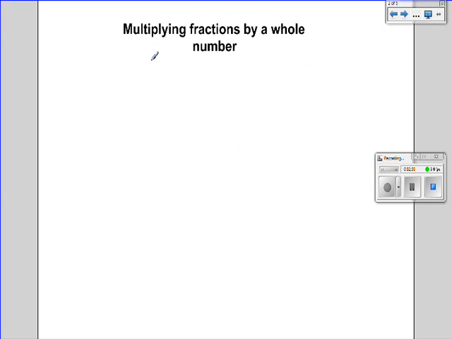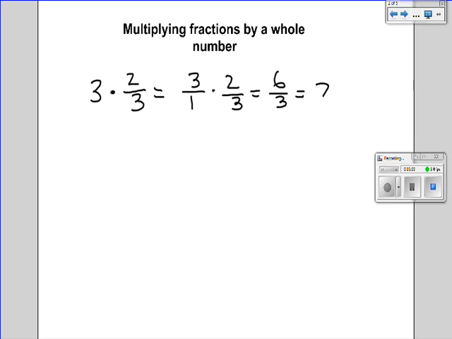Now we can also multiply a fraction by a whole number. Let's say I have 3 times 2/3. Well, that's the same thing as writing 3/1, because you can write any whole number over 1, times 2/3, which will equal 6/3, which reduces down to just 2. Another example, you have 5 times, let's say, 6/7. We can rewrite the 5 as 5/1 times 6/7, which equals 30/7, which does not reduce.